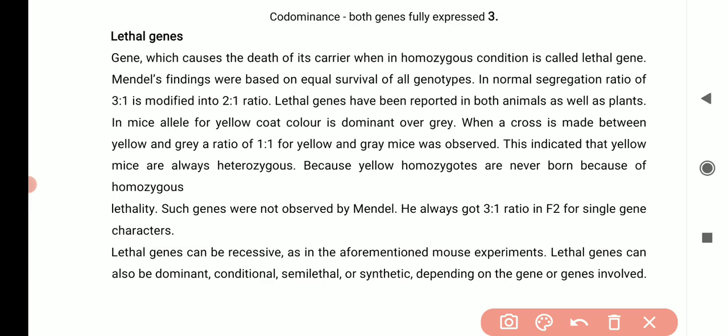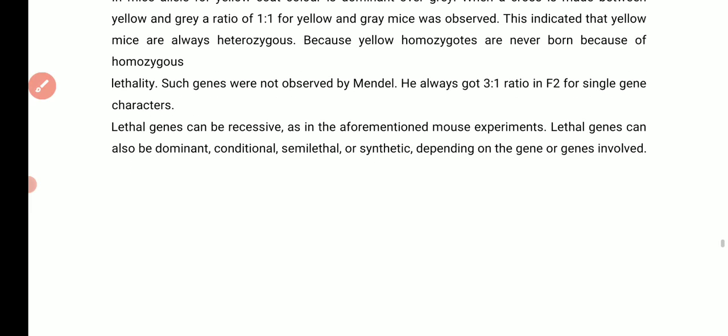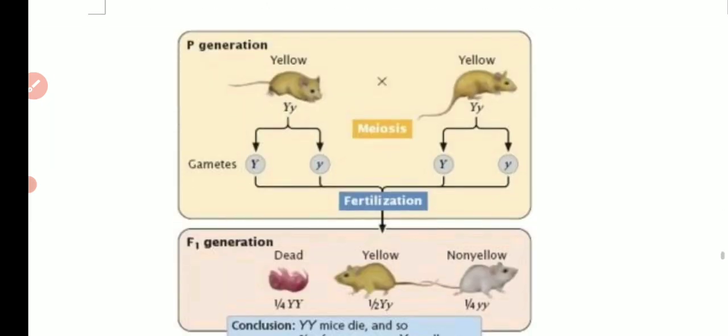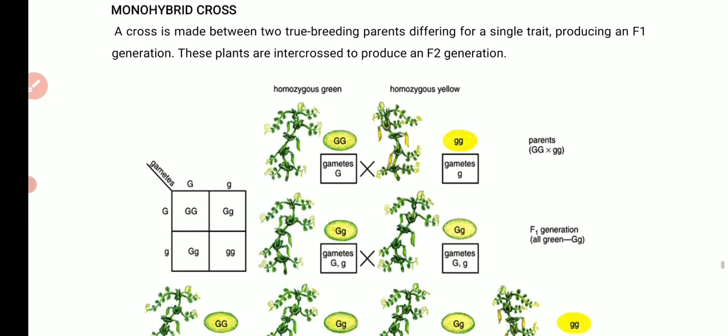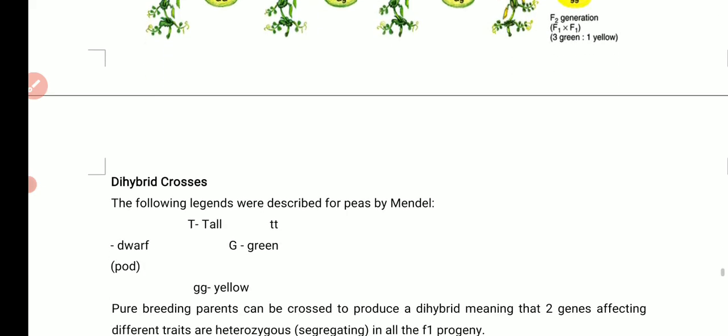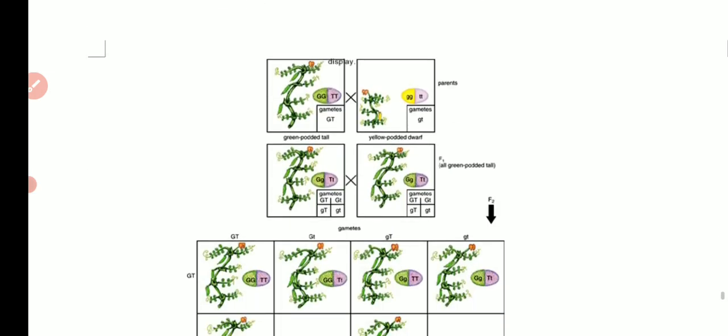Such genes show homozygous lethality. Such genes were never observed by Mendel. He always got a 3:1 ratio. He was lucky. The lethal genes can be recessive, and they can also be dominant or semi-lethal or synthetic, depending on the gene or genes involved. So here is just an example of the monohybrid cross and the dihybrid cross.